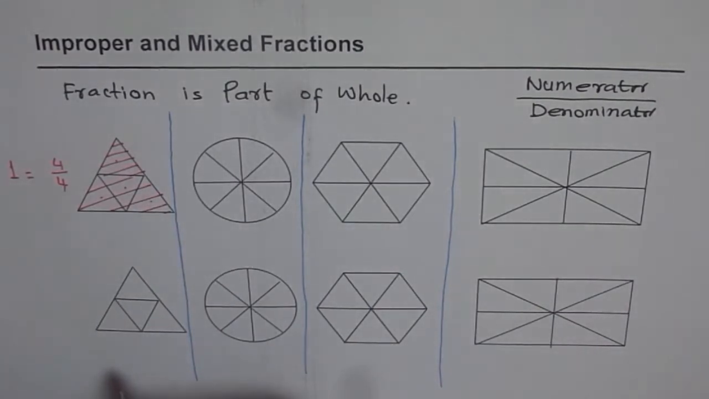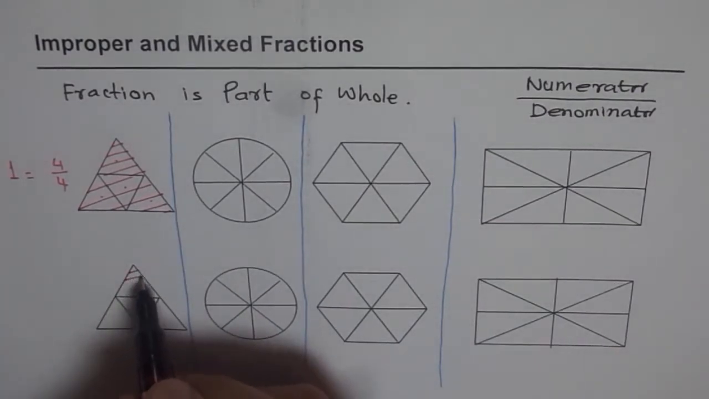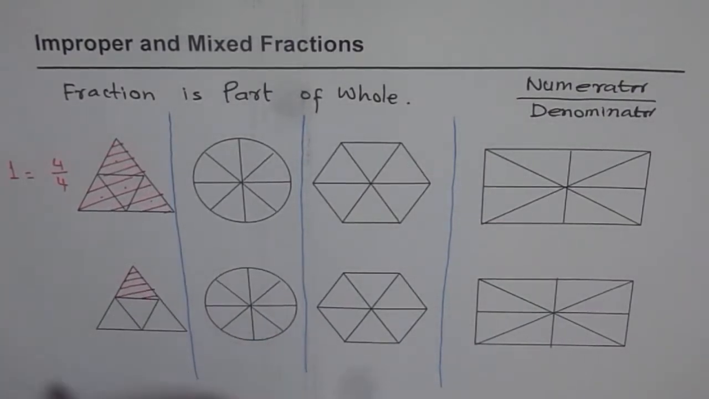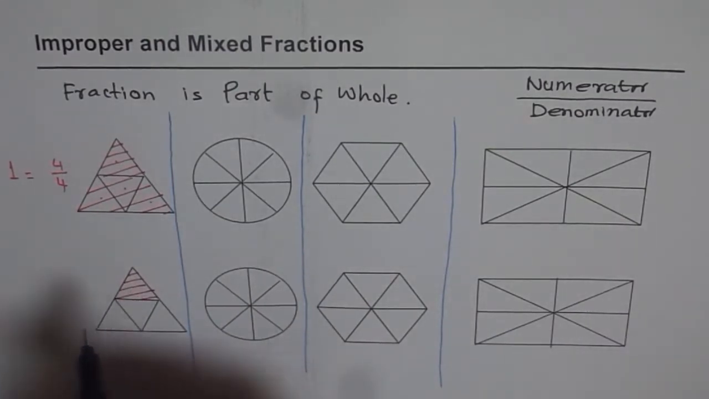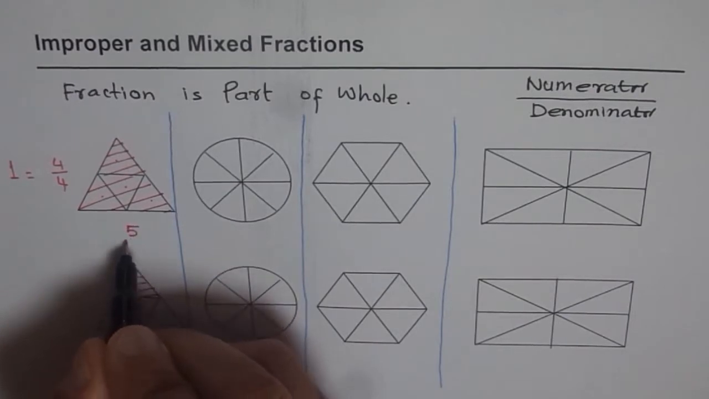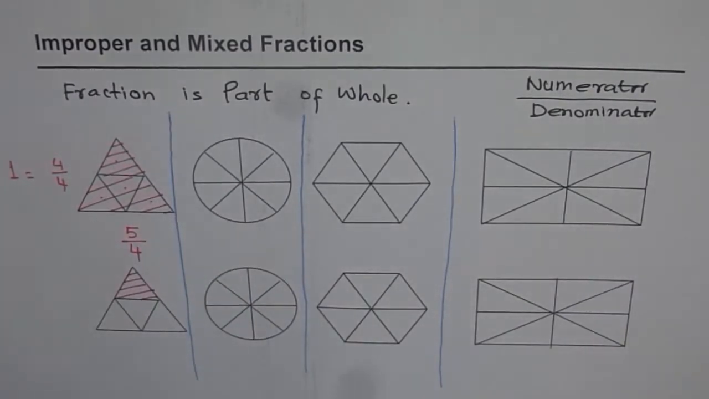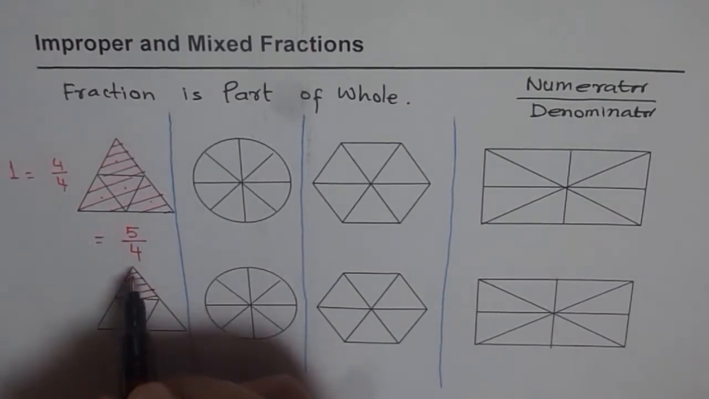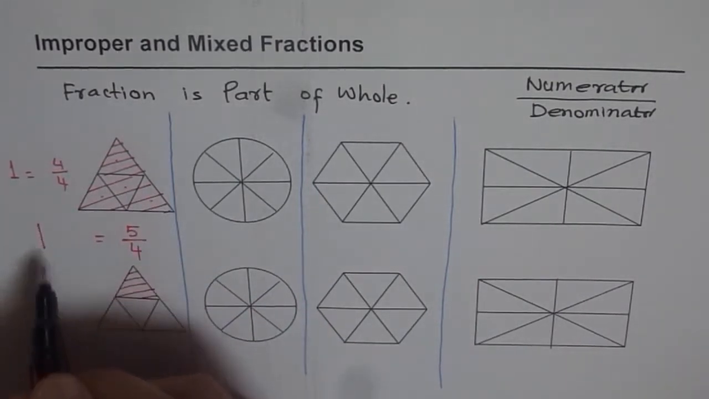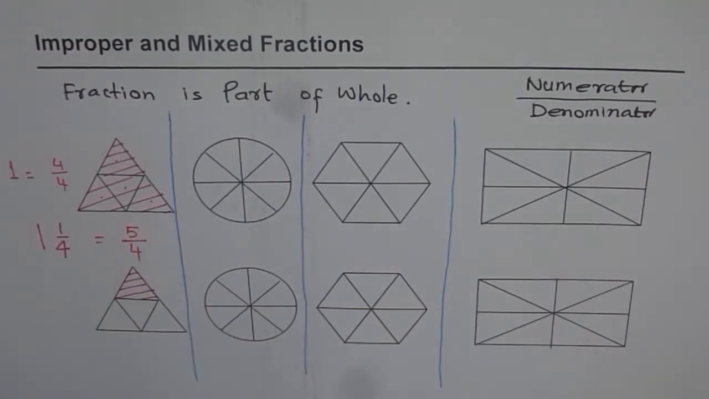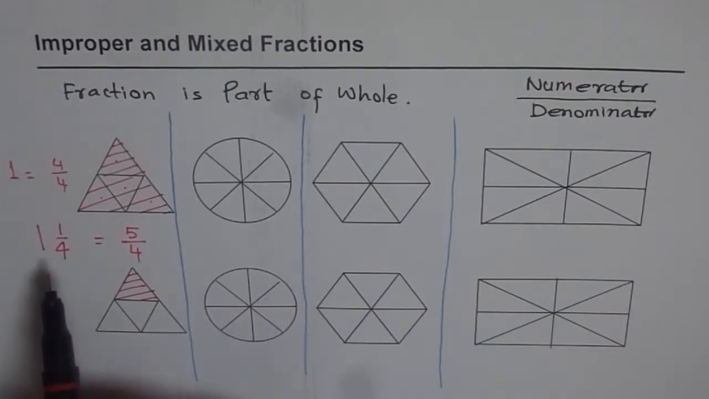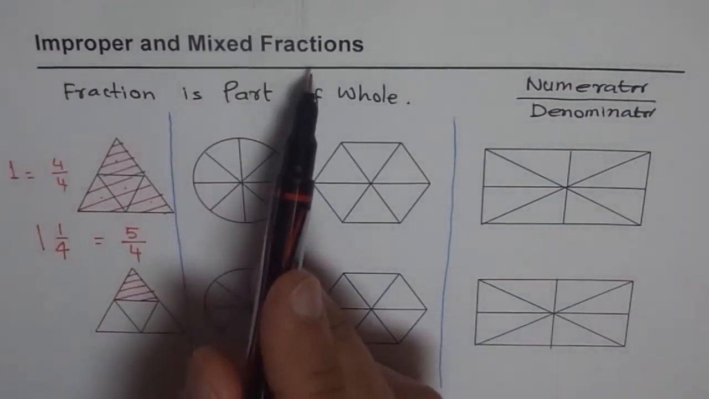Now let me go further. This is a similar triangle, exactly the same, and I shade one more 1/4. Now the question is, how many 1/4s do I have? 1, 2, 3, 4 and 5. Do you see that? So now I have 5/4. And if I see the figure, I can also see that as one whole and 1 out of 4. You get it? That is what is improper and mixed fraction.